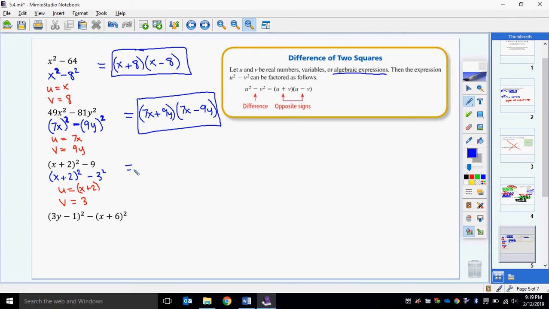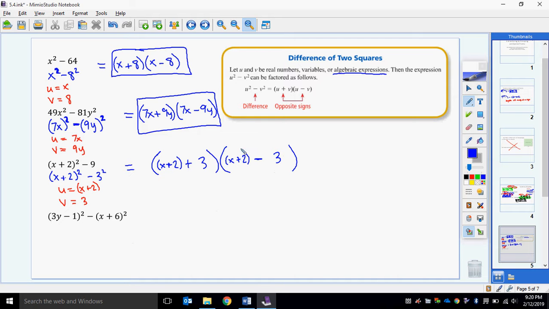So I'm going to write that as u plus v and u minus v. We know what our u and our v is. So the first u, x plus 2. First set of parentheses says addition, the second parentheses says subtraction, and then v comes next. So the v here is 3.